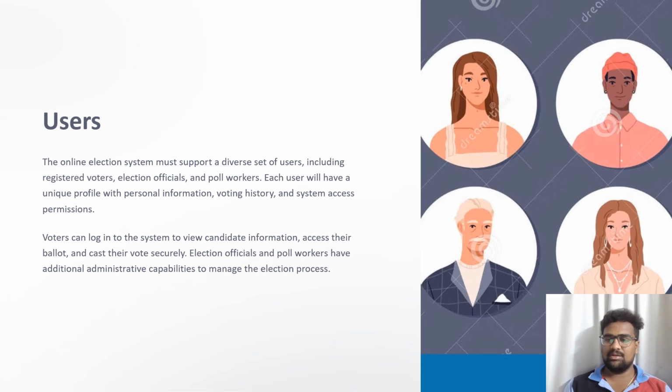User: the online election system must support a diverse set of users, including registered voters, election officials, and poll workers. Users will have a unique profile with personal information, voting history, and system access permissions. Voters can log into the system to view candidate information, access the ballots, and cast their vote securely. Election officials and poll workers have additional administrative capabilities to manage the election process.